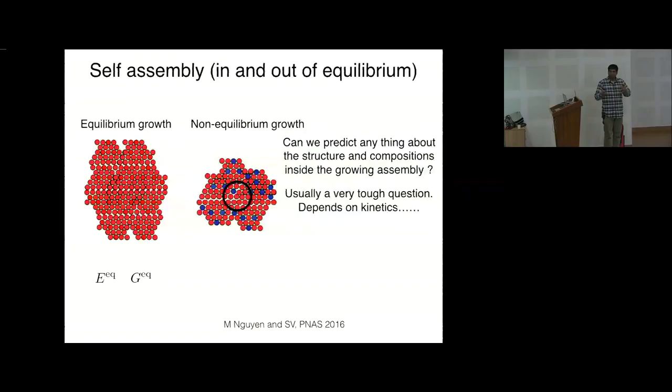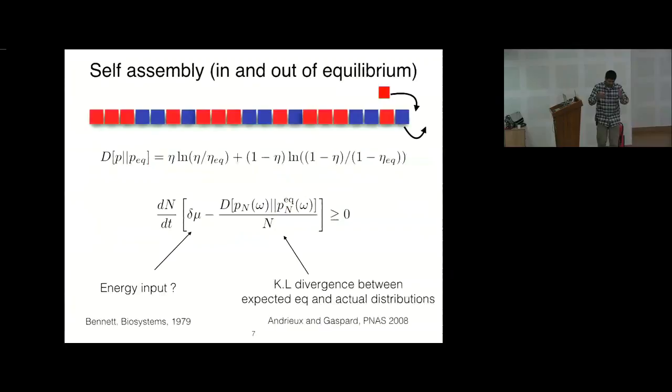Usually, this is a very tough question. It depends on kinetics. It depends on everything. But just like we did before, what I want to try to argue in the next few minutes is, just like we worked through the fluctuation dissipation bounds and showed that the fluctuation dissipation theorem constrains the error that's propagated through a biophysical channel, even over here, it turns out that even though the process is kinetic, there's no free energy of any sort, one can actually still come up with reasonably good design principles for the kind of structures that are formed.